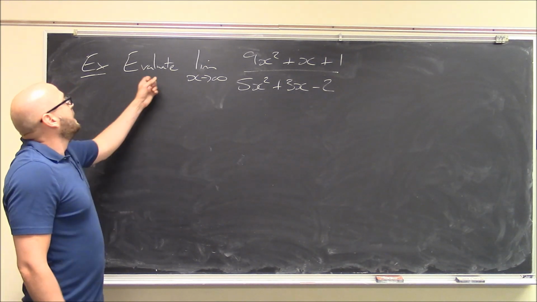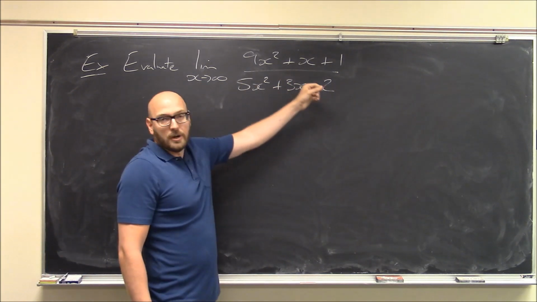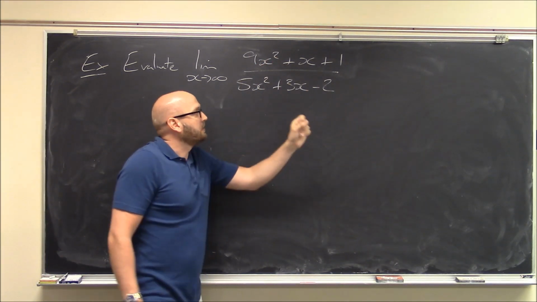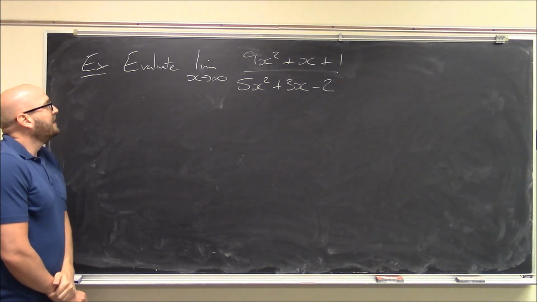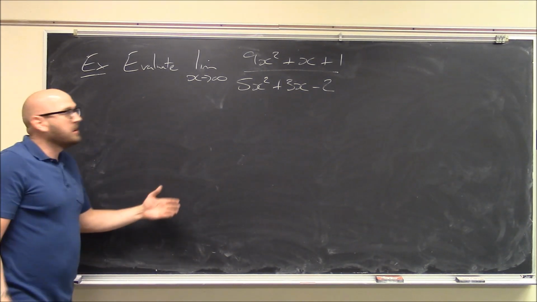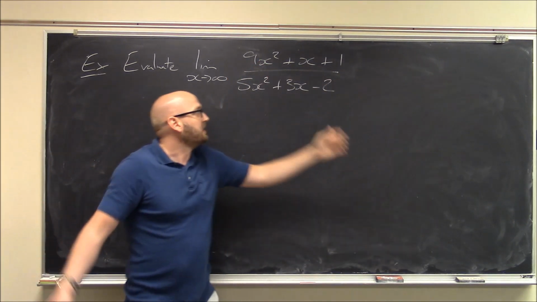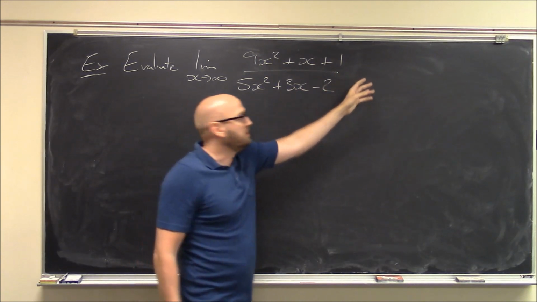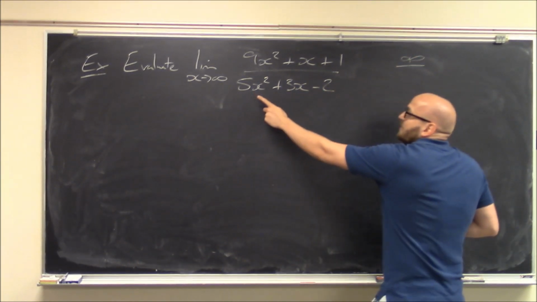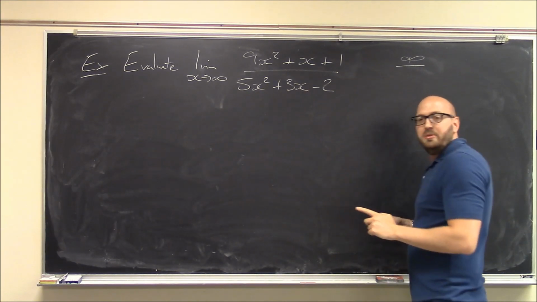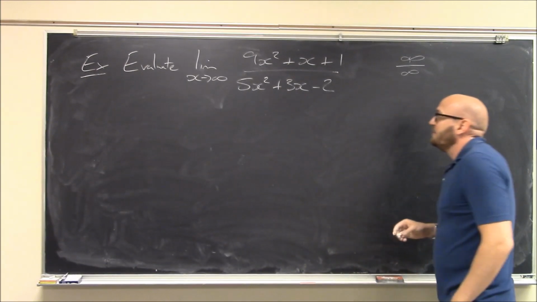For example, evaluate the limit as x goes to infinity of this rational expression: 9x squared plus x plus 1 over 5x squared plus 3x minus 2. Well, now you ask, as x gets very large, the numerator, 9x squared plus x plus 1, blows up, right? As x gets bigger and bigger, this becomes huge. So the top is going to infinity. The bottom, 5x squared plus 3x minus 2, is also blowing up. It's also going off to infinity.